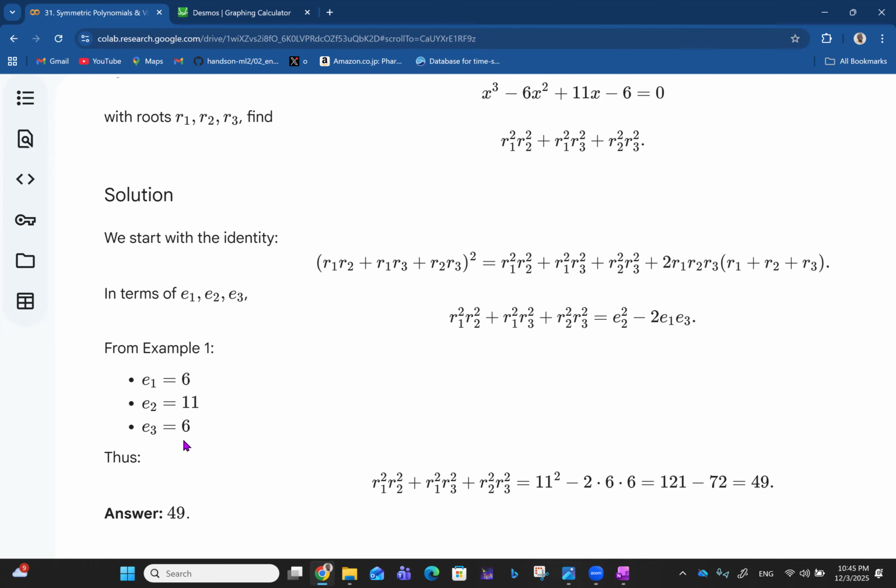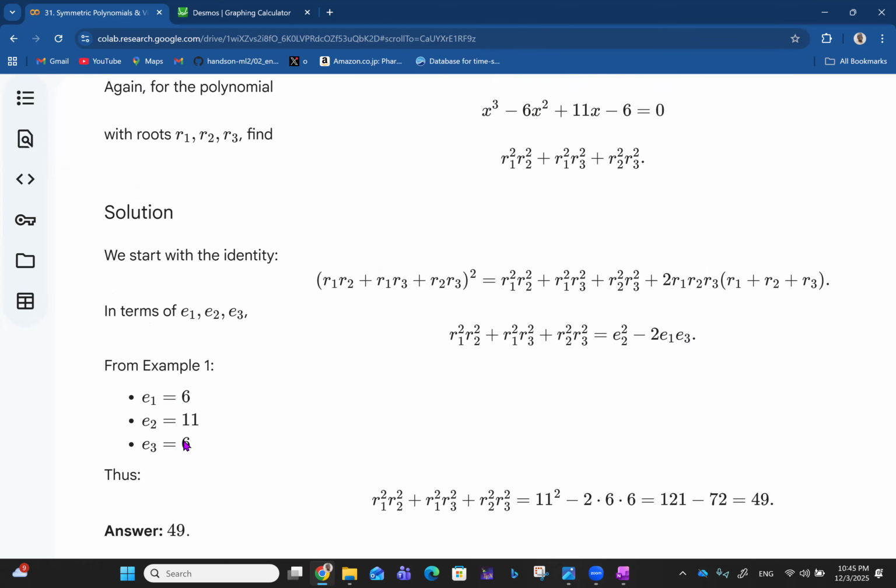Of course, if you want to try it using the actual solutions, the first one is 1 squared times 2 squared, which is simply 4. The next one is 1 squared times 3 squared, that'll be 9. The last one is 2 squared times 3 squared, that's 4 times 9, 36. So 36 plus 13 is 49. That works.